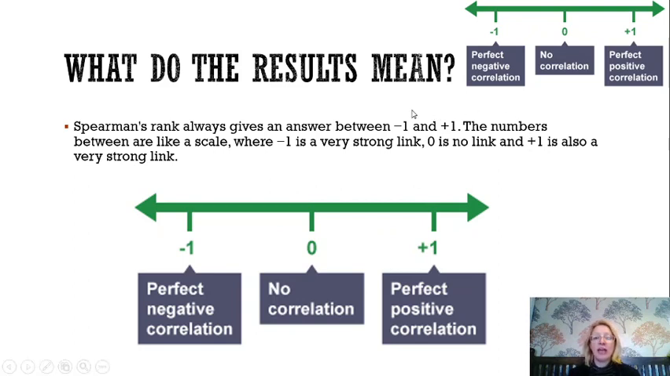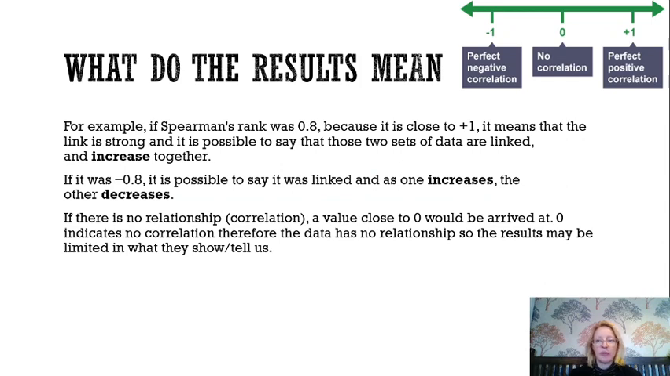Spearman's rank always gives an answer between -1 and +1. -1 would be a perfect negative correlation, 0 would be no correlation at all, and +1 would be a perfect positive correlation. So 0 is no correlation, -1 is negative correlation, +1 is positive correlation, where they have perfect correlation. We'll have a look at some graphs to illustrate that in just a moment.